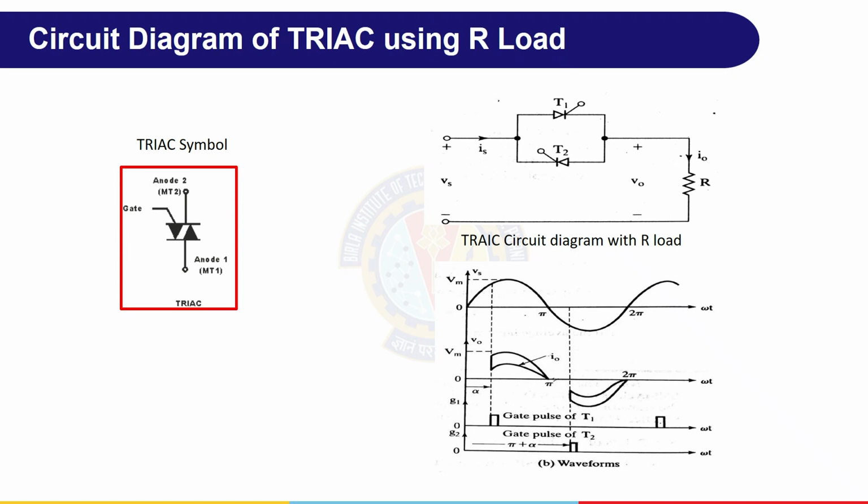Now in simulation there is no TRIAC device, so two thyristors connected anti-parallel work as a TRIAC operation. Here in the circuit shown, using two thyristors with R, that is an equivalent of the TRIAC circuit diagram with R load and waveforms.